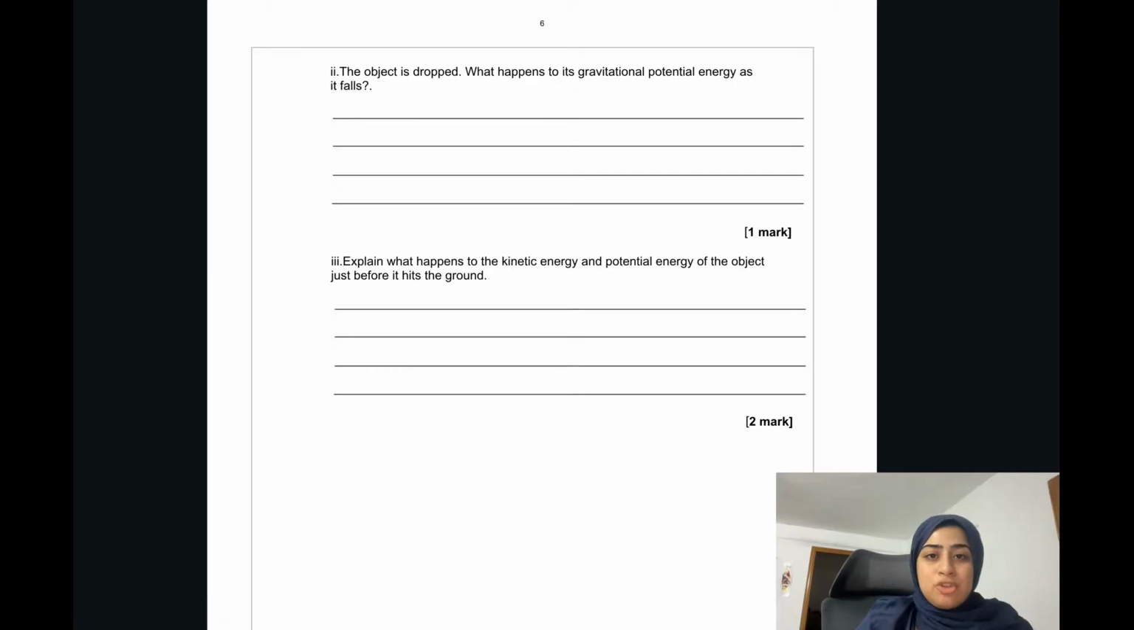If an object is dropped, what happens to its gravitational potential energy? This again really likes to come up. The gravitational potential energy for a falling object would be converted into kinetic energy. It would basically decrease, because this is just 1 mark. It would decrease and then it would turn into kinetic energy. So you could just get a mark for saying it would decrease.